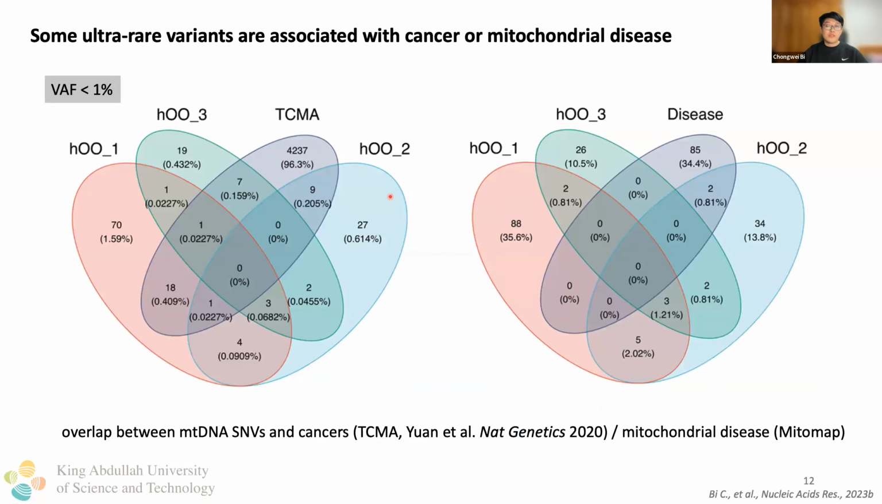Within those rare mutations, we found that a lot of them are cancer or disease related. Here I'm showing the overlap of mitochondrial DNA SNVs in single human oocytes and cancers. This one is for the cancer database, which is the TCMA database, and this one is for mitochondrial disease from the MitoMap database.